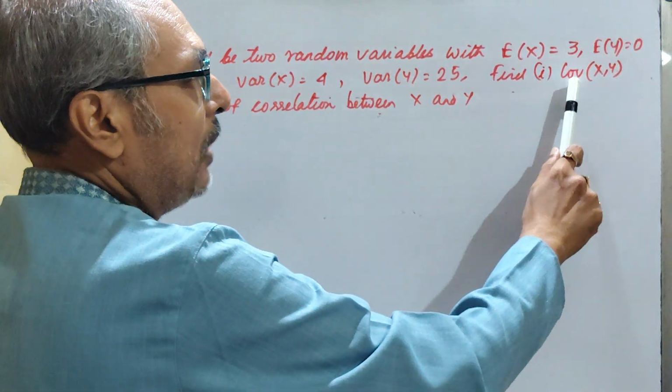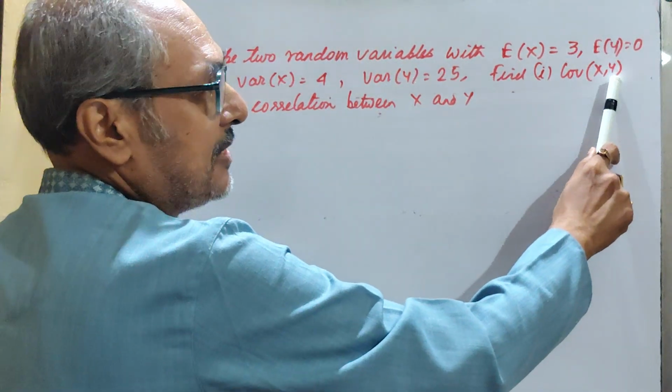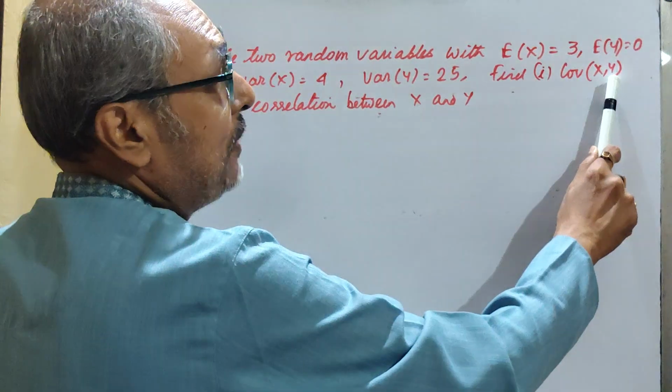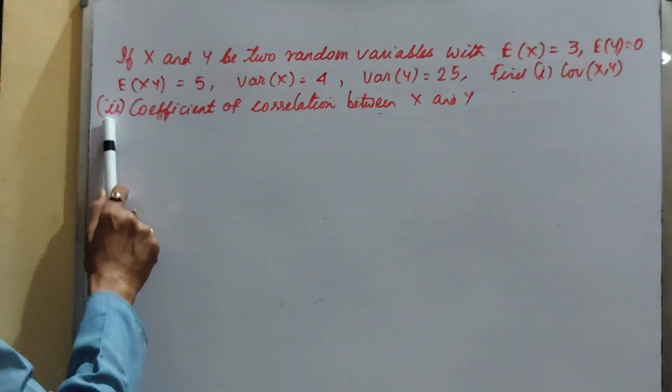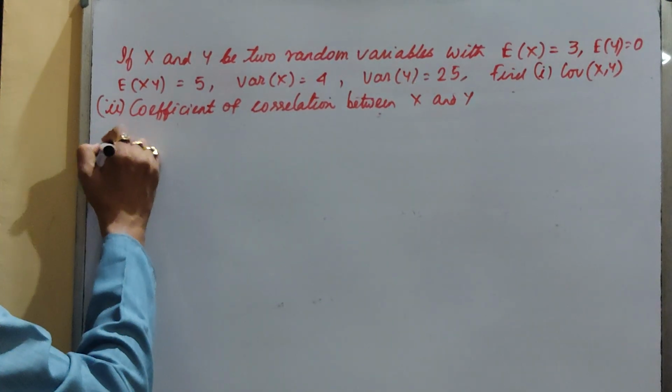Find part 1, the covariance between X and Y. It is written as Cov(X, Y). This is the covariance between X and Y, and part 2, the coefficient of correlation between X and Y. Now, solution.